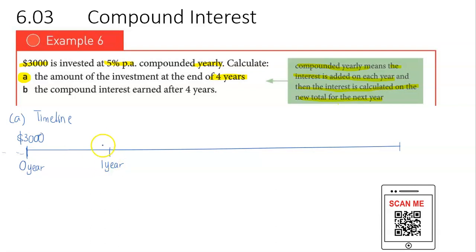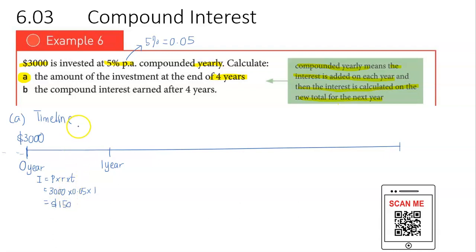Next, I'm going to calculate year by year. For year 1, I want to know at the end what the amount is. You use the only formula you learned from the previous section, I equals P times R times T. Your principal is 3,000. Your R is 5%, which you convert to a decimal, 0.05 per annum, so you times 0.05. What is T here? The duration from year 0 until year 1 is just 1 year. You calculate and your answer is 150.